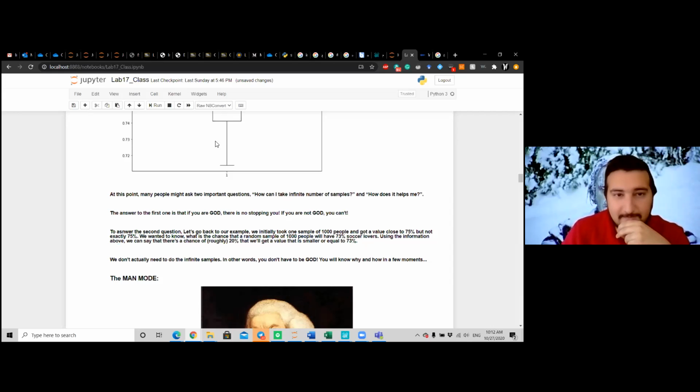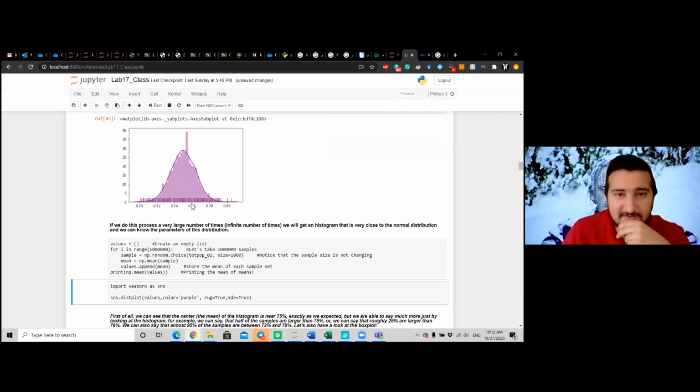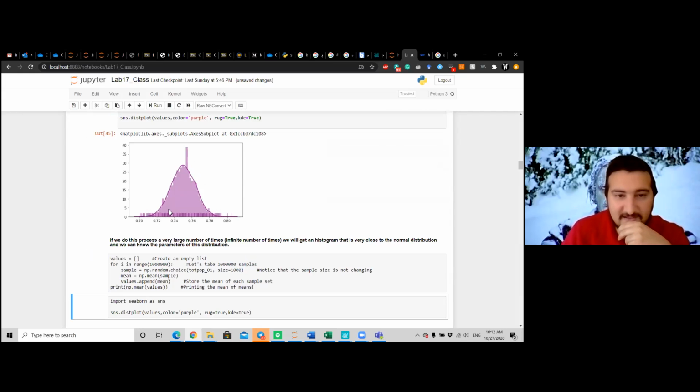So even looking at the box plot, you can kind of get that. If you look at the histogram, 73% would fall here. So this part of the plot will be almost 20%.